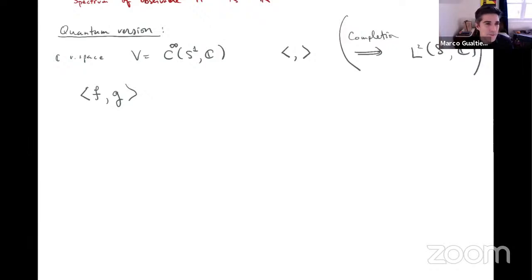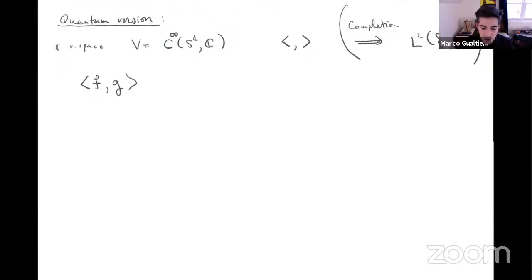It could either be an evaluation of the function at a point, which here I can't really do because there's no special point, or it's an integral of the function over the whole space, which gives you an average value. And that's exactly what this is. So this will be the integral of f bar times g d theta.